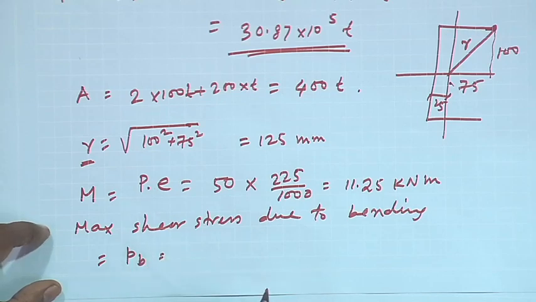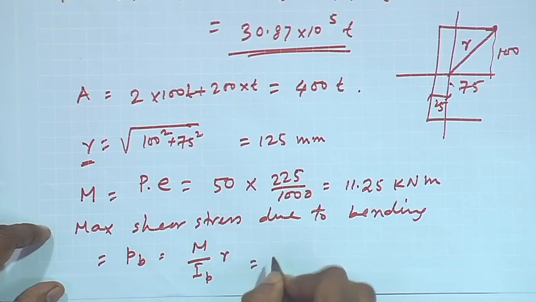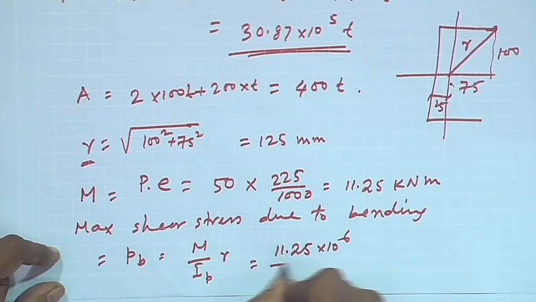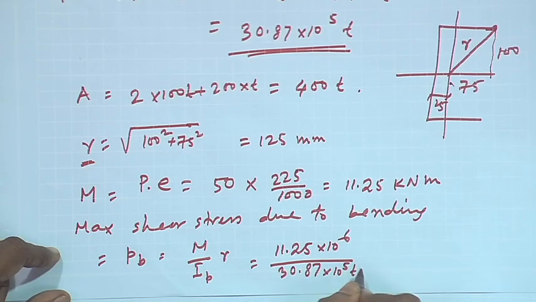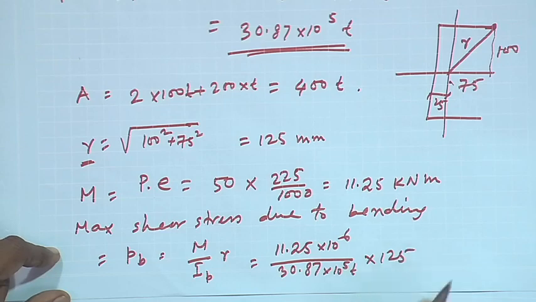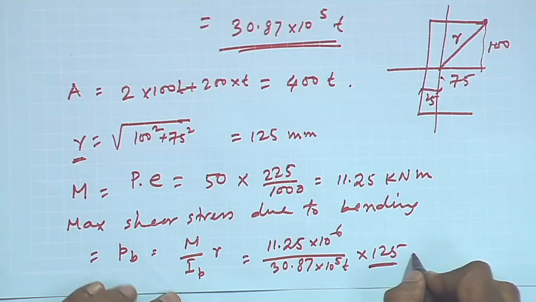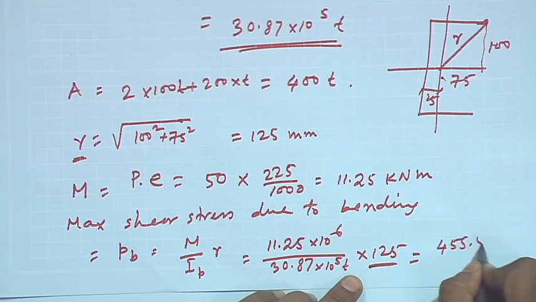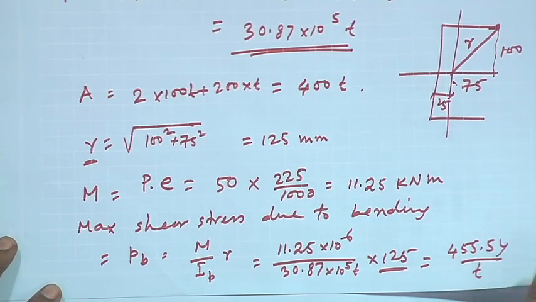PB will be M by IP into R. So, if we put those values, M is in Newton millimeter, IP is 30.87 into 10 to the 5 T, into R is 125. So, at the maximum radial distance, maximum stress due to bending will be developed. So, if we calculate, we can find out 455.54 by T, right. So, 455.54 by T will be the maximum shear stress due to bending.